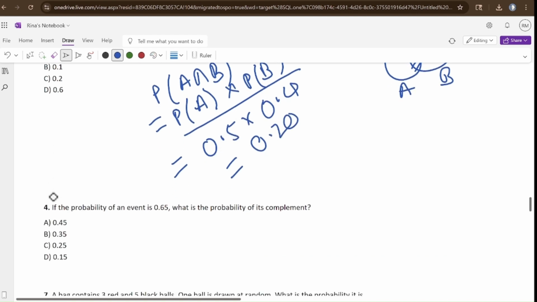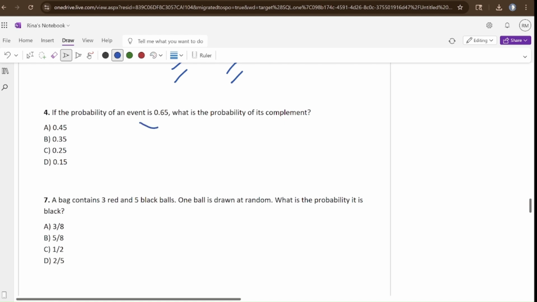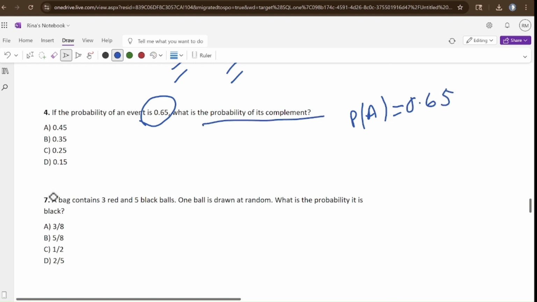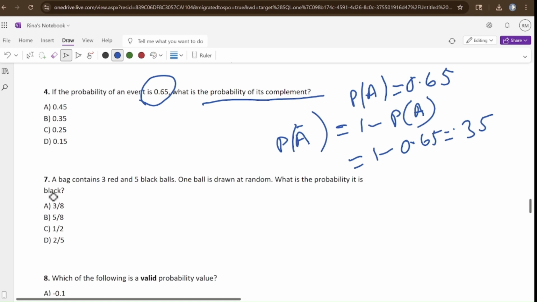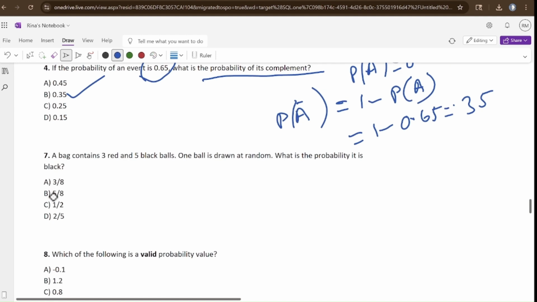Okay. Now, if the probability of an event is 0.65, so probability of A equals 0.65, what is the probability of its complement? Complement means P of A bar, that is 1 minus P of A. So 1 minus 0.65 equals 0.35. Exactly opposite is the complement, right? Head is the complement of tail, right?